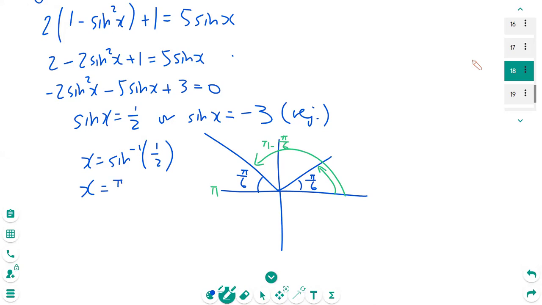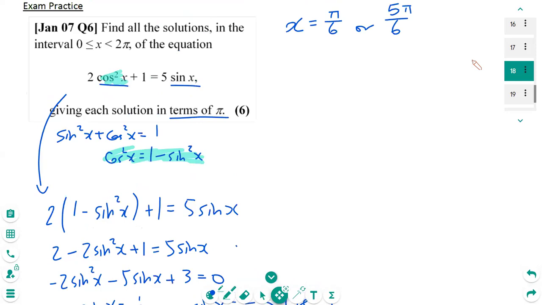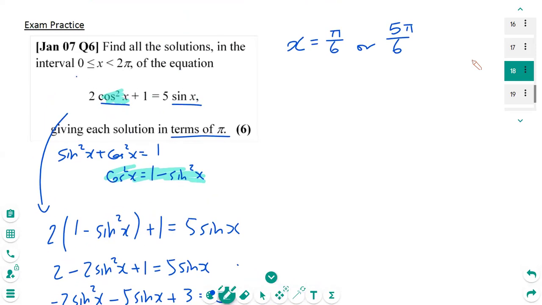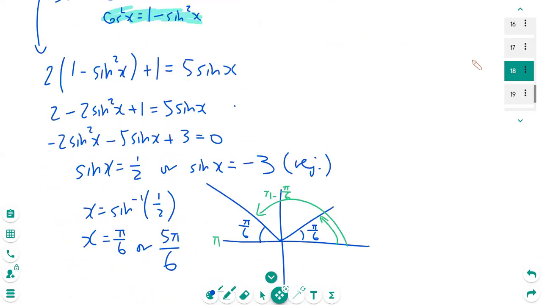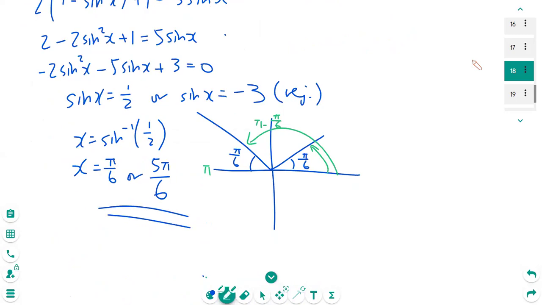So x equals pi over 6, or pi minus pi over 6, which is 5 pi over 6. Let me read the domain again, just to make sure I don't leave out any answers. From 0 to 2 pi, that means I know there's one pair of answers only. So, done, sorted. Okay, that's the end of lesson.